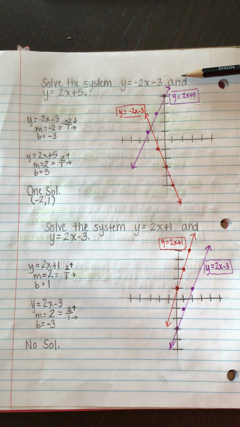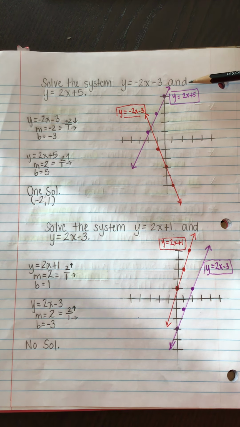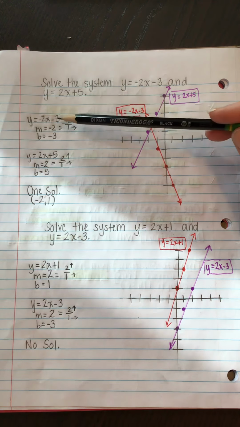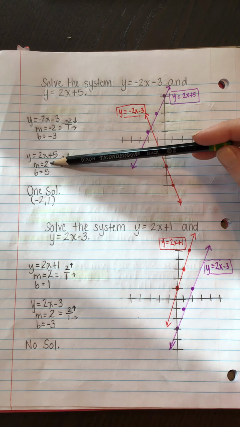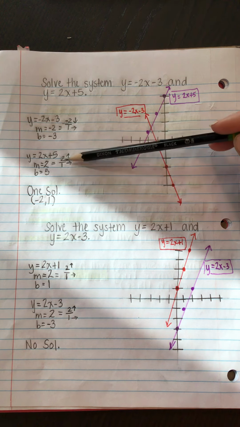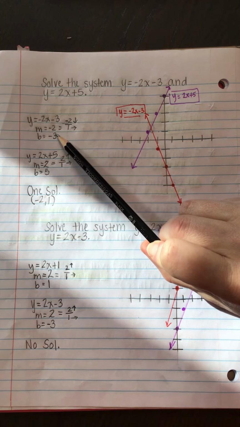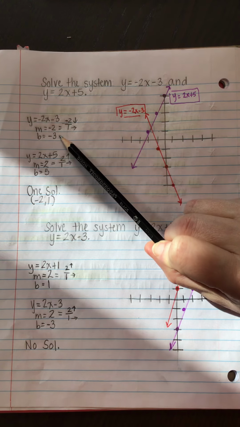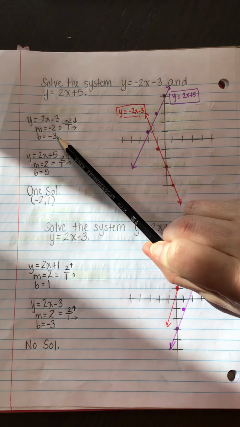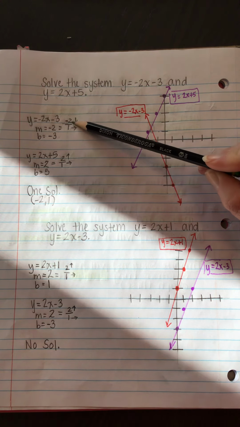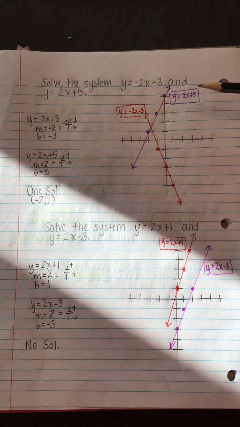Solve the system y equals negative 2x minus 3 and y equals 2x plus 5. The first step is to take each of these equations and find their slope and y-intercepts so that you know how to graph each line. For this first equation, y equals negative 2x minus 3, you have a slope of negative 2 and a y-intercept of negative 3. So you are going to start at negative 3, and then follow your slope and go down 2 and to the right 1.